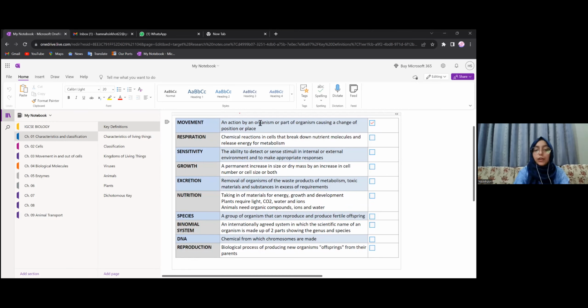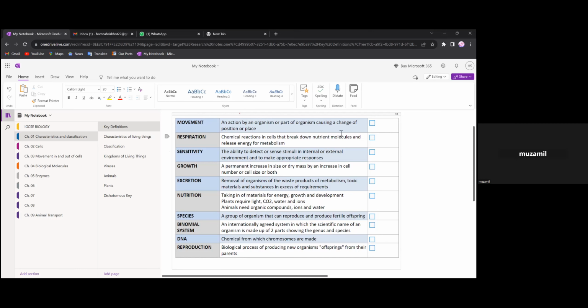And you know that you have a mark scheme in your exam, so I'll be underlining the key words that need to be in that definition. And after you've learned this, you'll also be marking these off. Like you've learned respiration, you've learned sensitivity, I will be marking these off as well, as I've seen that you've done it.